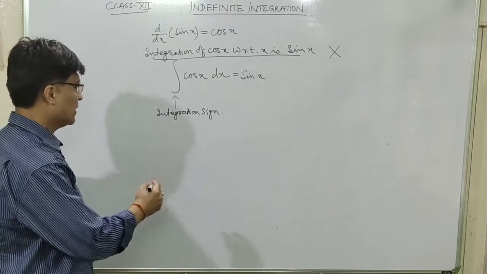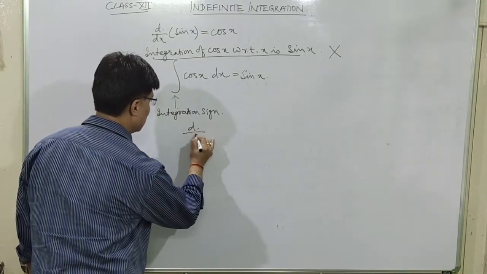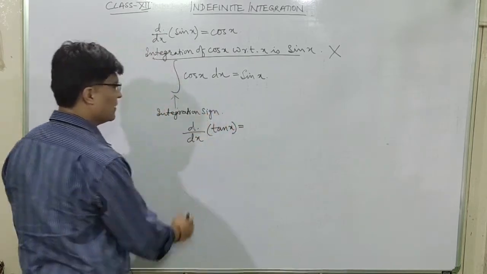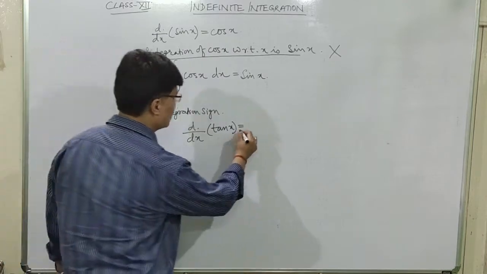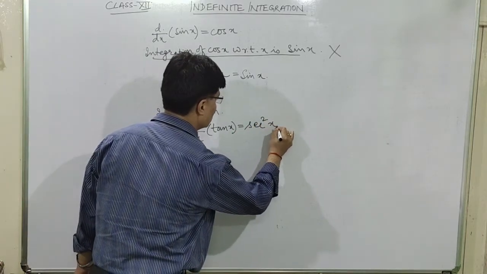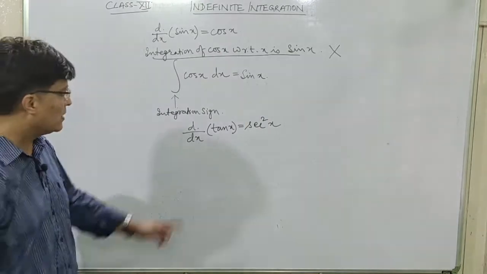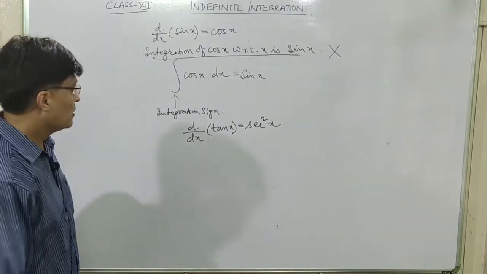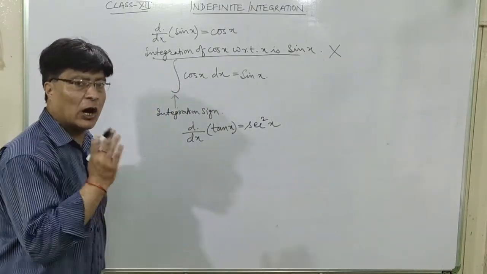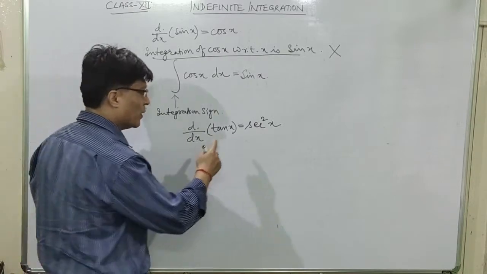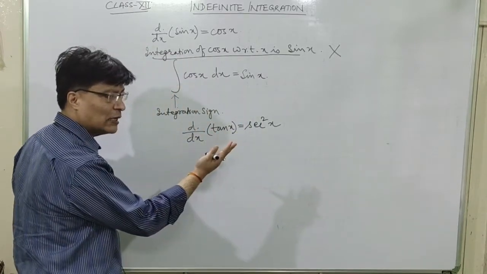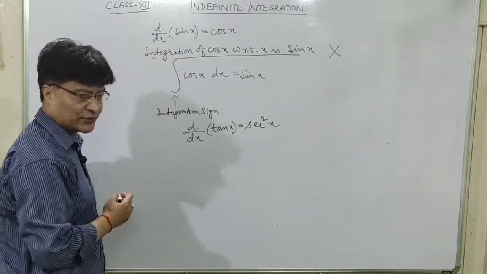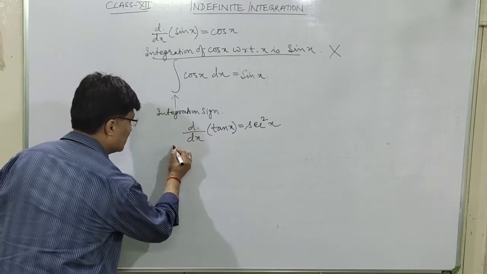Are you understanding? So next example, suppose if you write dy dx of tan x. What is dy dx of tan x? You know that dy dx of tan x is sec square x. You know that, isn't it? Dy dx of tan x is equal to sec square x. Is that clear? So in the reverse way, how can you read it? In the reverse way, we can read it as integration of sec square x with respect to x is tan x. So how do we write this in the reverse way?